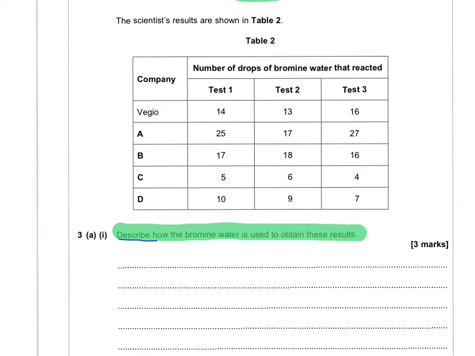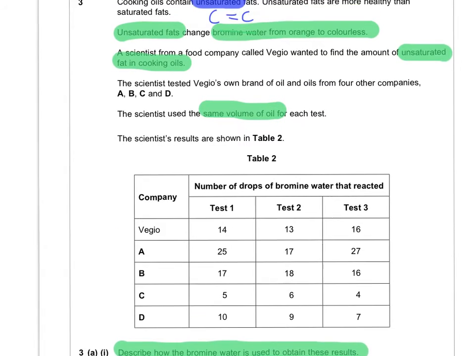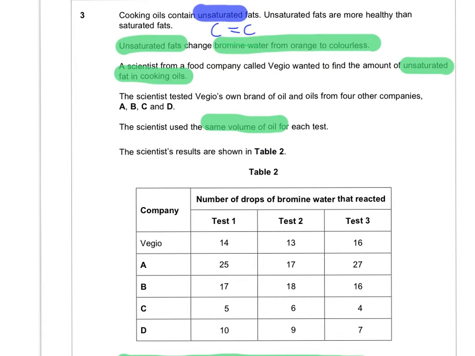So how is the bromine water used to obtain these results? Well, it's essentially a practical procedure. So it's almost like stage 1, stage 2, stage 3. And you've just got to know how you use bromine water. Okay, I mean it's very simple, drop by drop, and then you see what the result is. And they've already given you part of the result up here, because what you're looking for is for it to change colourless. So there's a lot of information there in the question.